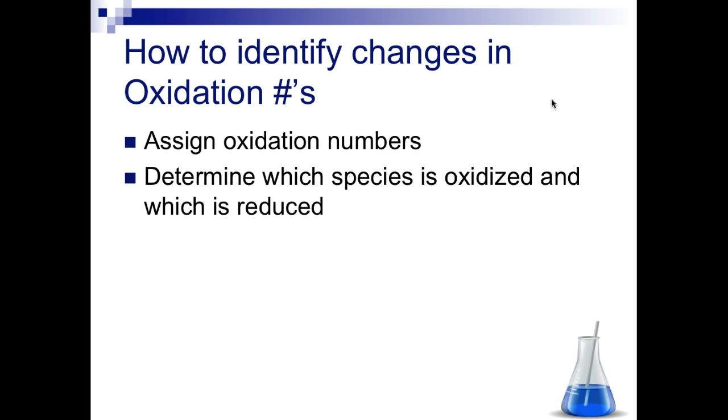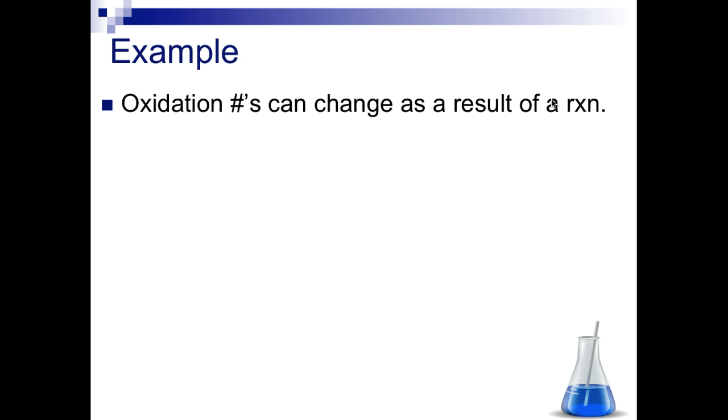So how do we identify changes in oxidation numbers? The first thing you need to do is assign your oxidation numbers like we talked about in lesson 1, and then you need to determine which species is being oxidized, which one is losing electrons, and which species is being reduced, which one is gaining those electrons. So let's look at an example. We have 2Na plus Cl2 gives NaCl.